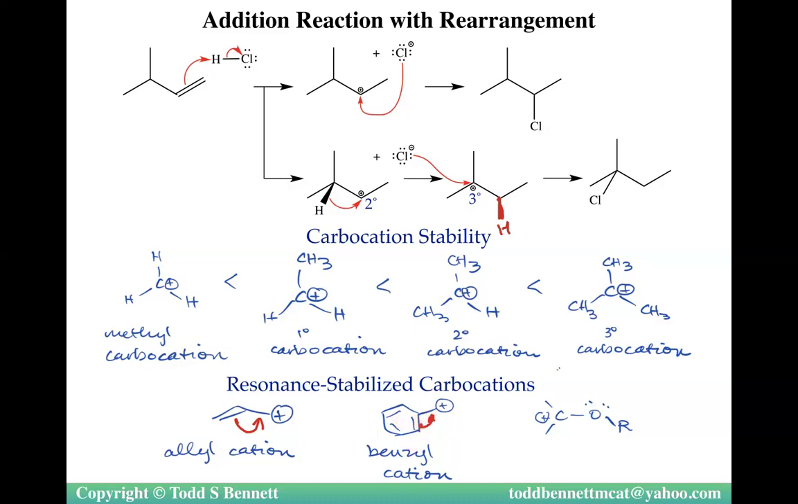And then the third type is carbocation next to something with a lone pair. So we can get this species. So carbocation, again, tertiary beats secondary, secondary beats primary, primary beats methyl, resonance beats non-resonance.